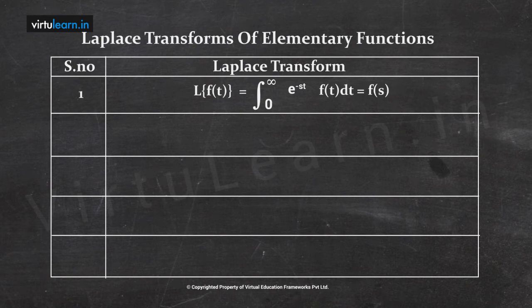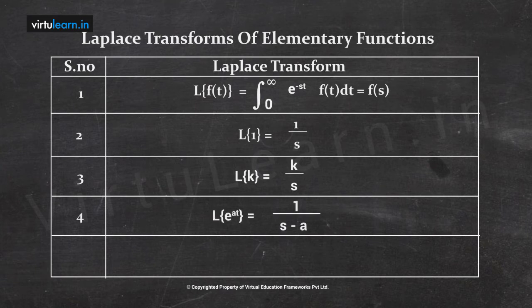Now Laplace transform of 1, Laplace transform of the constant 1. Here L is nothing but the Laplace operator. Laplace transform of 1 equals 1 by s. In the same way, Laplace transform of k equals k by s. This is another formula. Now Laplace transform of e power at equals 1 by s minus a.